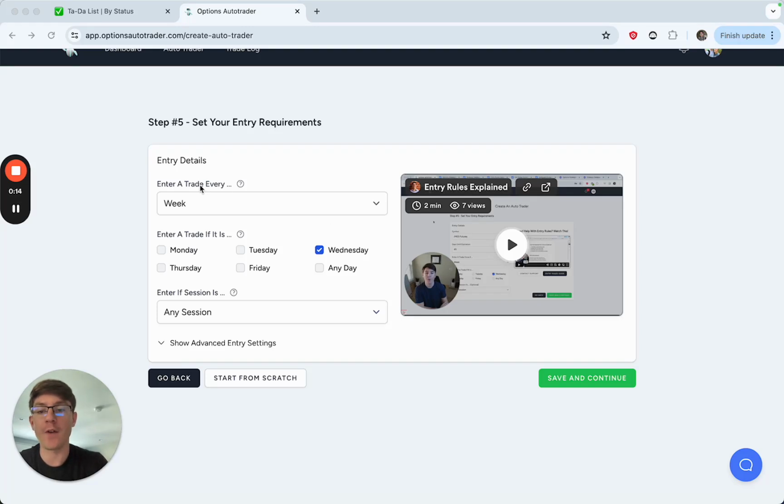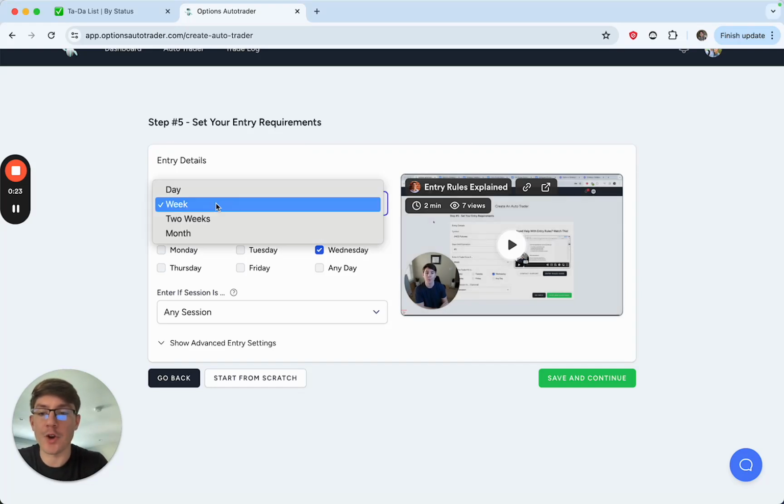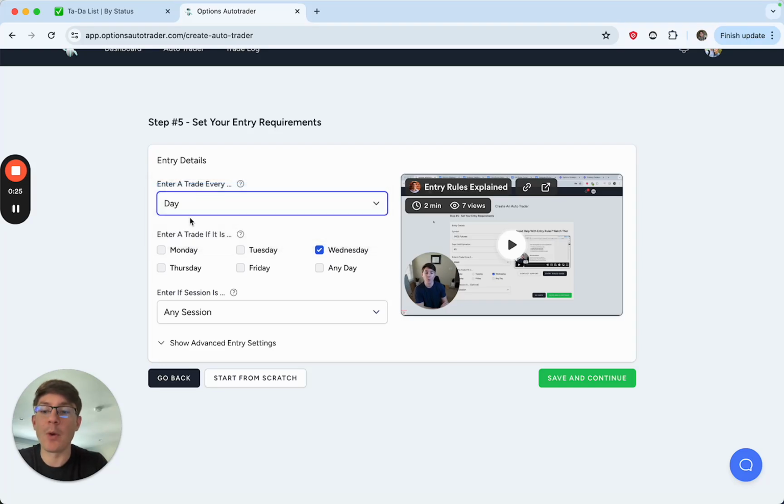So first off, enter a trade every tells the Auto Trader how often, the frequency of which it should place a trade. What I mean by that is enter a trade every day means that it will enter a trade every single day that one of these are selected. So if you want to enter a trade every day of the week, you can do this or simply click on any day instead of all these. So basically you just click day and then click any day and this will enter a trade every single day. Or if you want to enter a trade on every single Monday, Wednesday, and Friday, you do day, Monday, Wednesday, Friday.